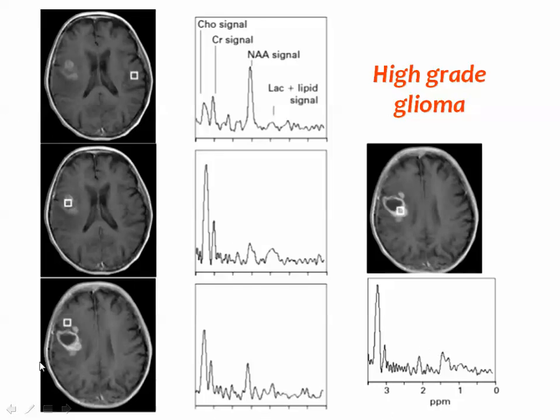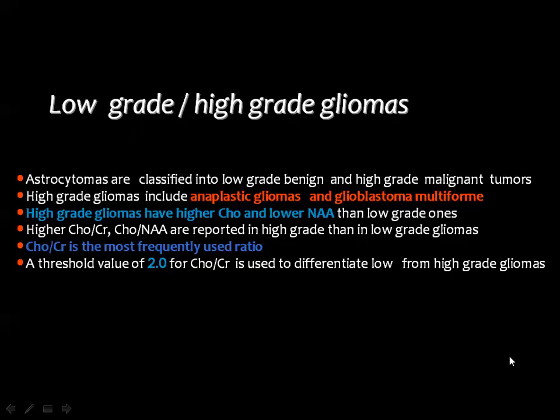But if you put the voxel near the margin of the tumor, in glioma you will get also a spectrum of glioma, but in metastasis you will get normal brain spectrum.